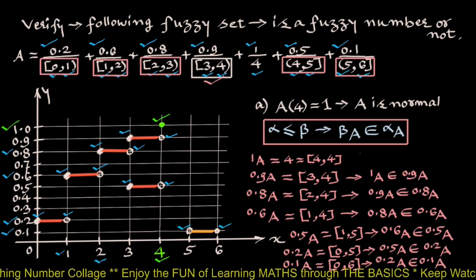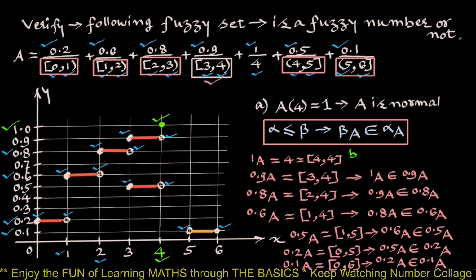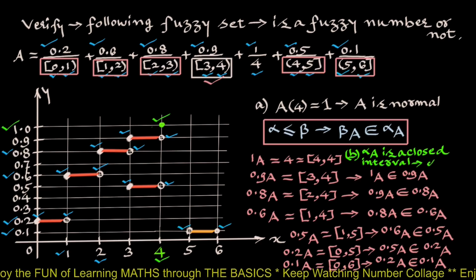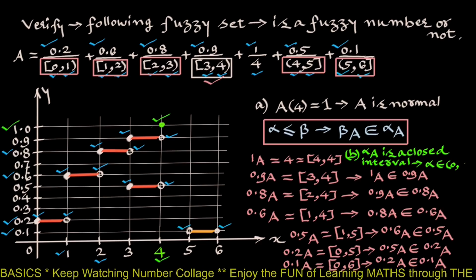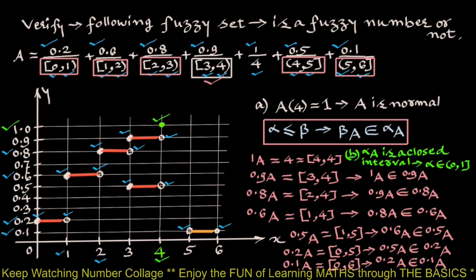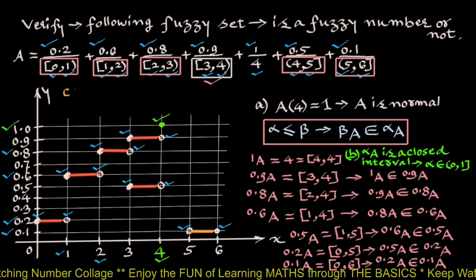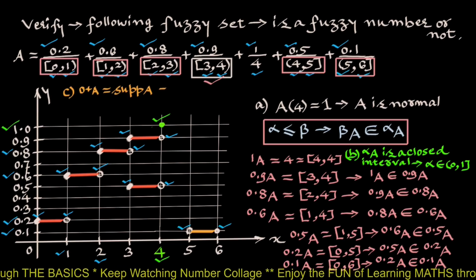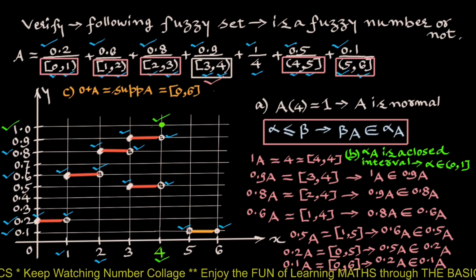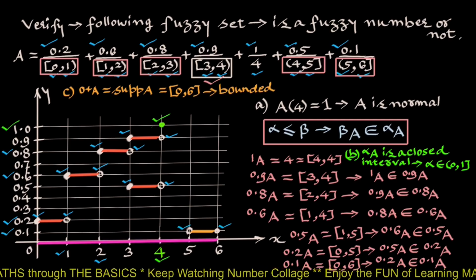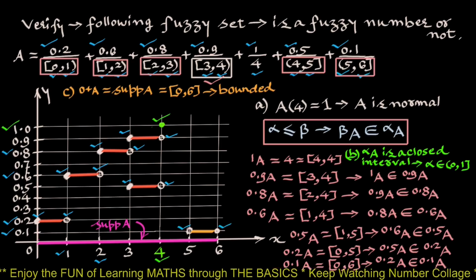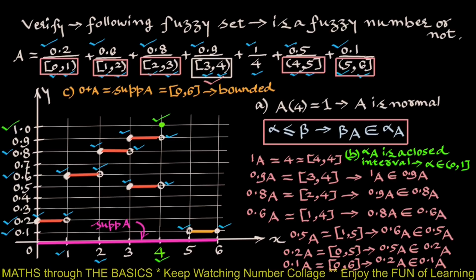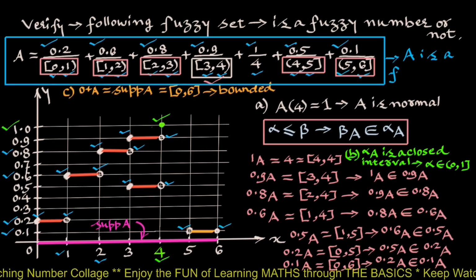So here we observe and write the second condition B: alpha cut A is a closed interval for each alpha belonging to interval open 0 closed 1. And finally we write the third condition here, C: strong 0 cut A, that is support A, is closed interval 0 to 6, which is bounded. We show it here, support A. Since all the three conditions are satisfied, we can conclude that this fuzzy set A is a fuzzy number.